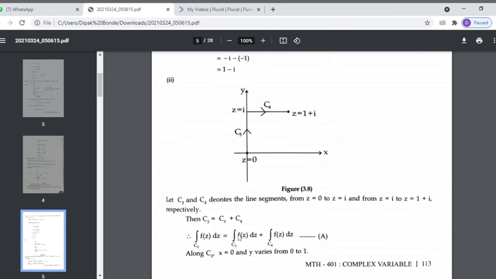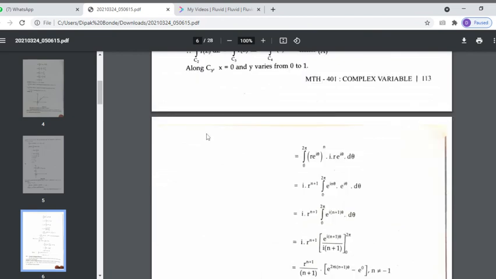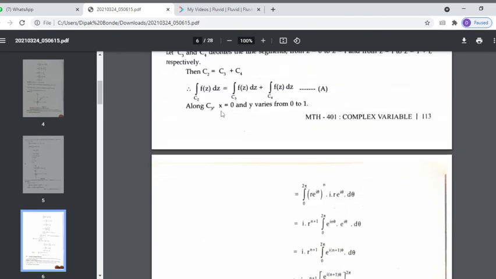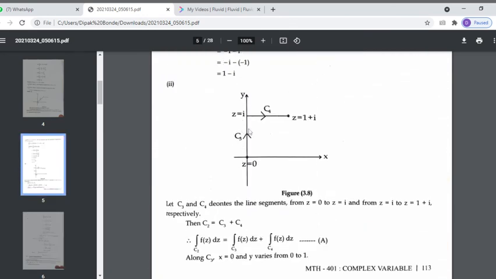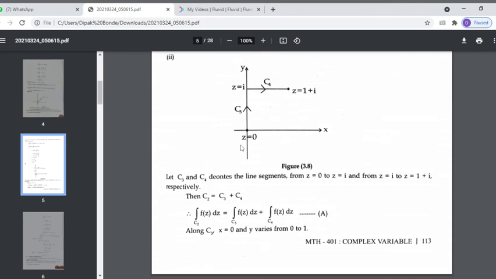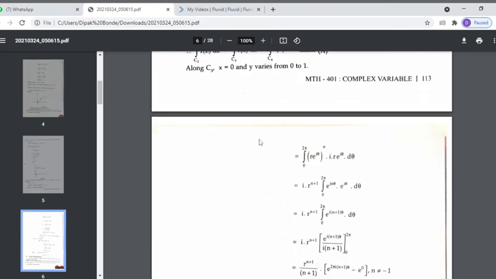So by calculating this, we can calculate separately for each. C3 is nothing but the y axis, so x = 0. The equation of the y axis is x = 0.